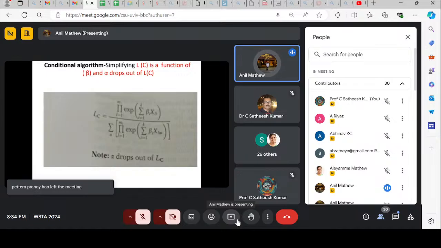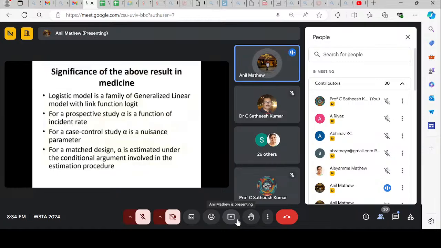The alpha drops out from the scenery. This is a very important finding, especially for those who are going to do a matched case control study. One is that alpha is a nuisance parameter for us, especially when we do a case control study. But for a prospective study, alpha is a function of incident rate, so for that study it may not have much issues. But when we do a case control study, it is a headache for us.